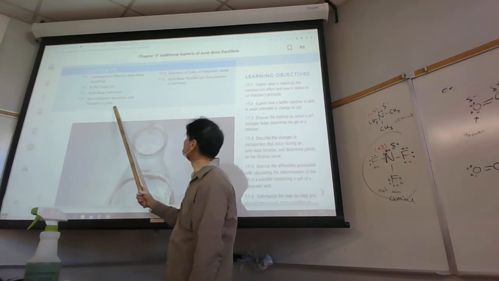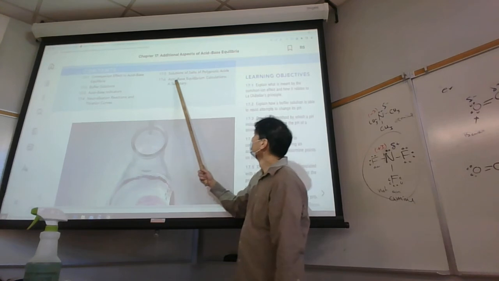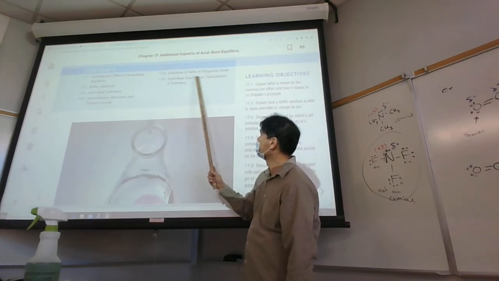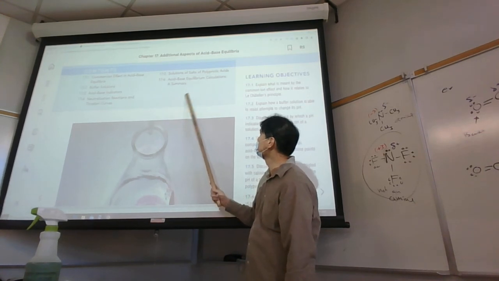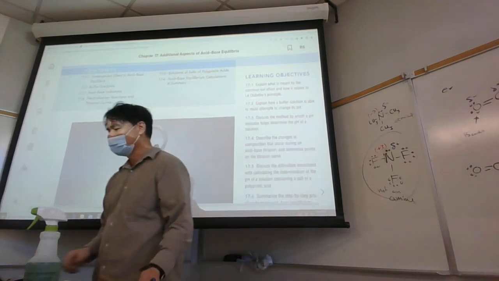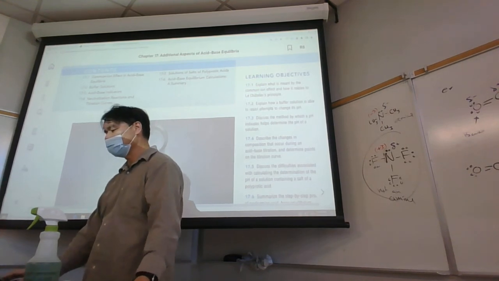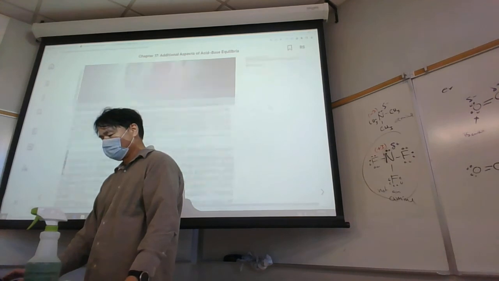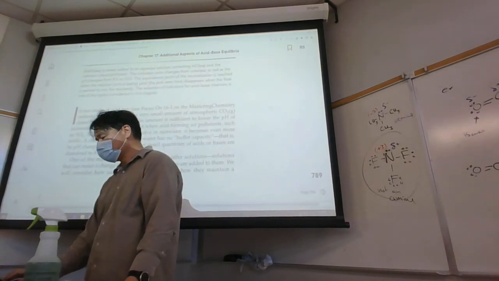17.4, titration. 17.5, salts, polyprotic acids. 17.6, acid-base equilibrium calculation. Just more acid-base. I think in a nutshell, chapter 17 is acid-base mixtures.